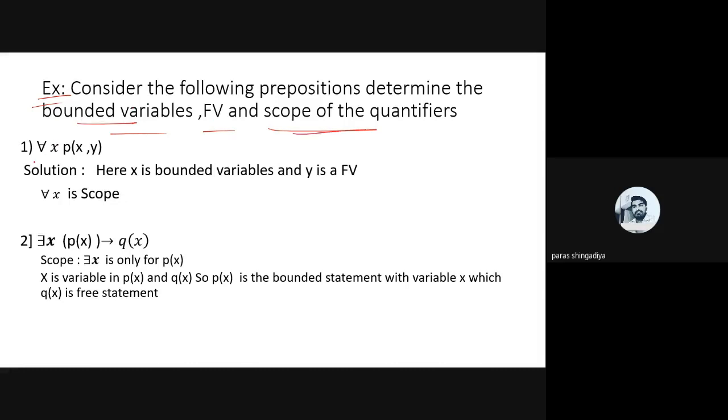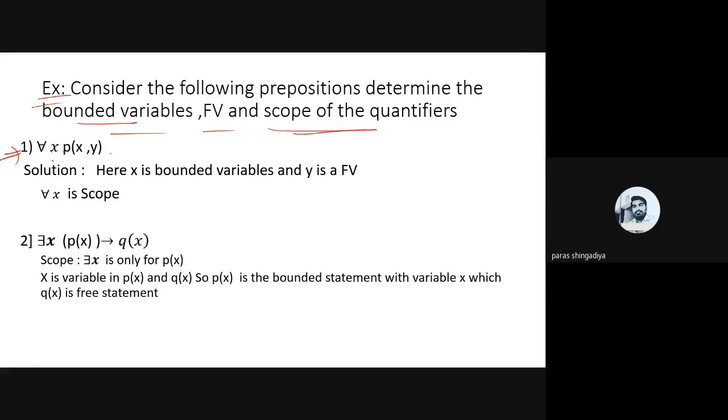So one compound statement is given, and the compound form is given here. Just identify the bound variable, the free variable, and the scope. So here, the first statement given is: for every x, P of x, y. Okay, every x, P of x, y.